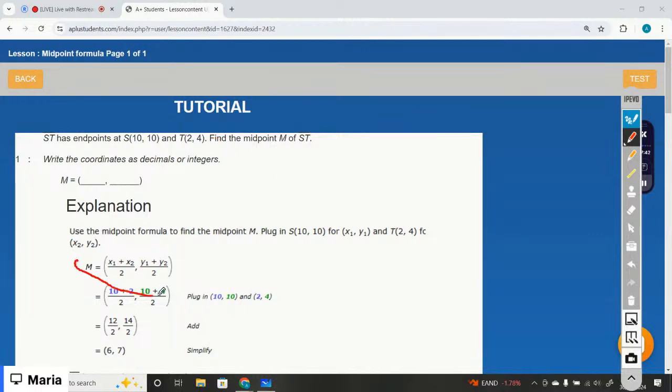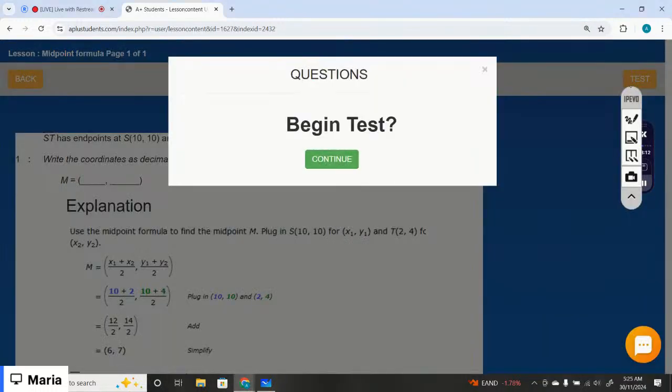Here is the midpoint formula, that is M equals (x1 plus x2 over 2, y1 plus y2 over 2). This is x1, this is y1, 10 plus 2 over 2. This is x2, this is y2, 10 plus 4 over 2. So that is 12 over 2 and 14 over 2. So they are 6 and 7. Got it?